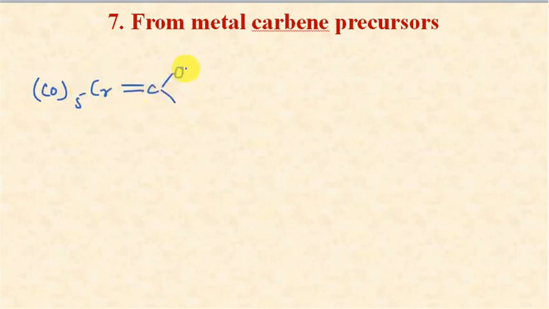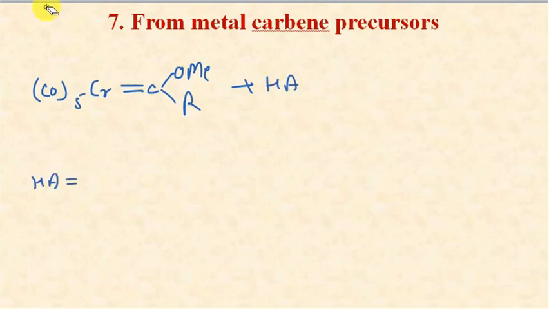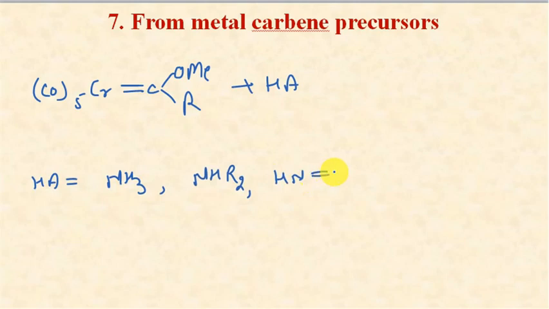Carbon, here we have a methoxy group, and here we have one of the alkyl groups. When it is treated with HA, now what is HA? This HA can be NH3, it can be NHR2, it can be NH double bond C phenyl, etc. So these substituents can be present.